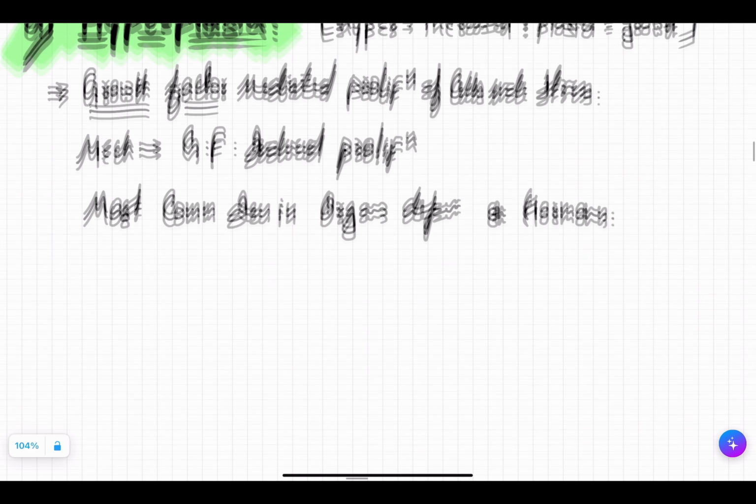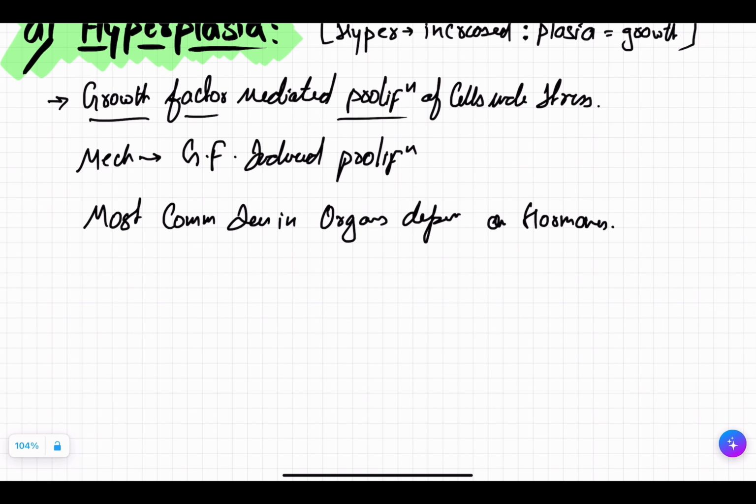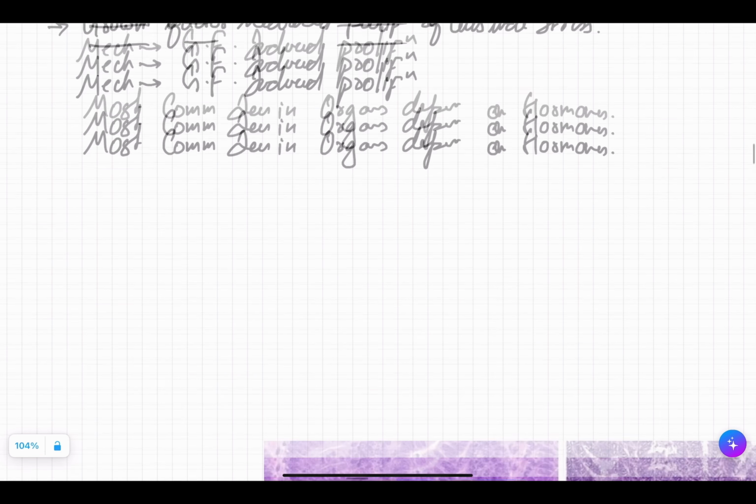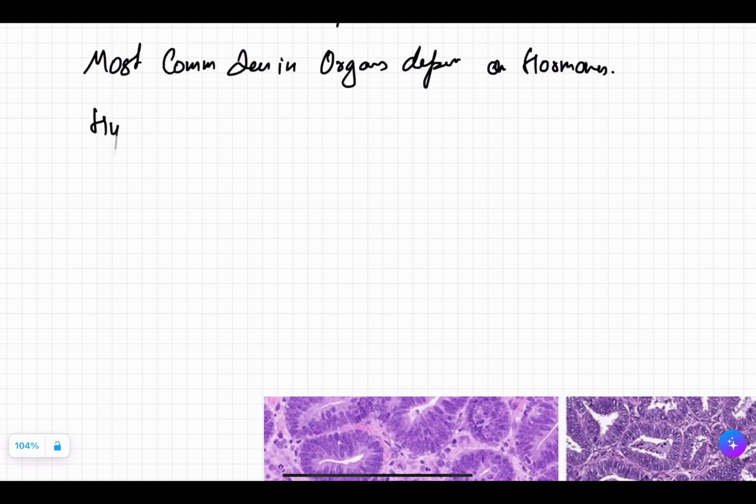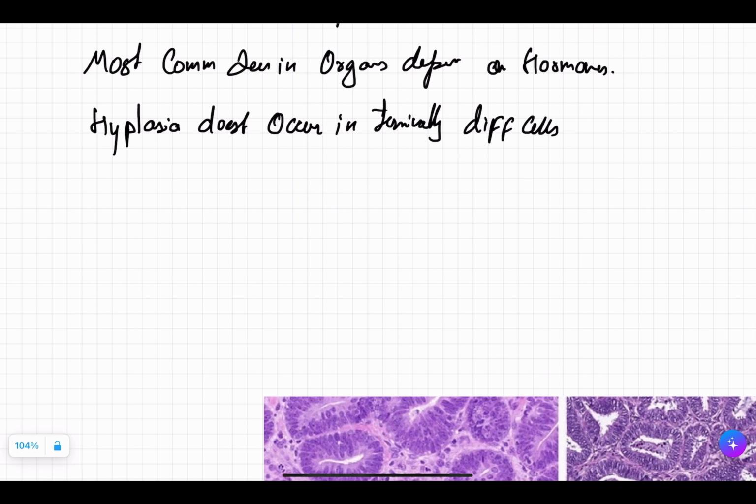Now, since this is growth factor induced proliferation or division, it will happen in what cells? It will happen in only the cells which are capable of division. So hyperplasia doesn't occur in terminally differentiated cells. What are terminally differentiated cells? Your neurons, your muscle cells. Those are terminally differentiated cells and they cannot divide. However, this is highly seen in what cells? For example, your fibroblasts, your epithelial cells. Okay.